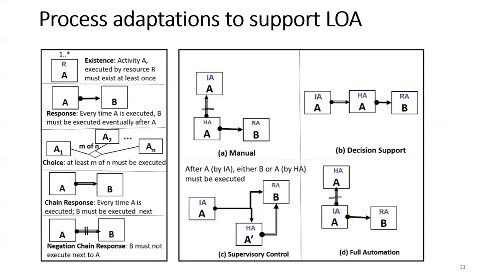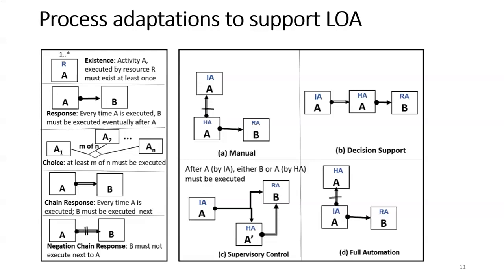What we present here are declarative constraints that would enable these process adaptations to support levels of automation. Here we are illustrating an intelligent agent or a human agent executing the task A. At a manual level, the human agent would perform the task A and the intelligent agent would not be doing that task. Subsequently, a task B is done by a robotic agent.